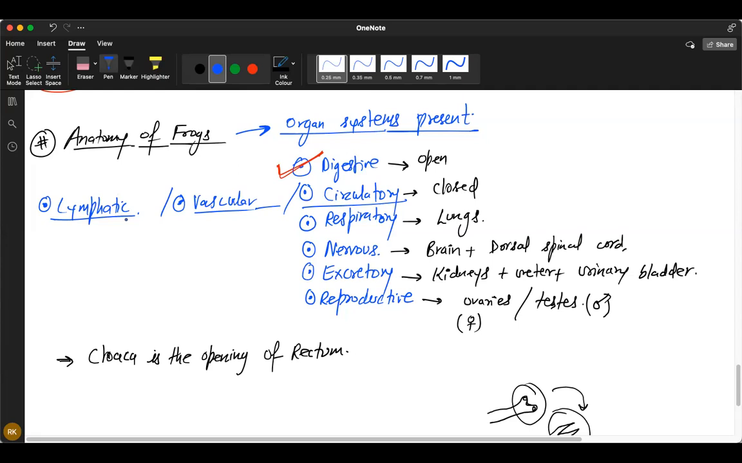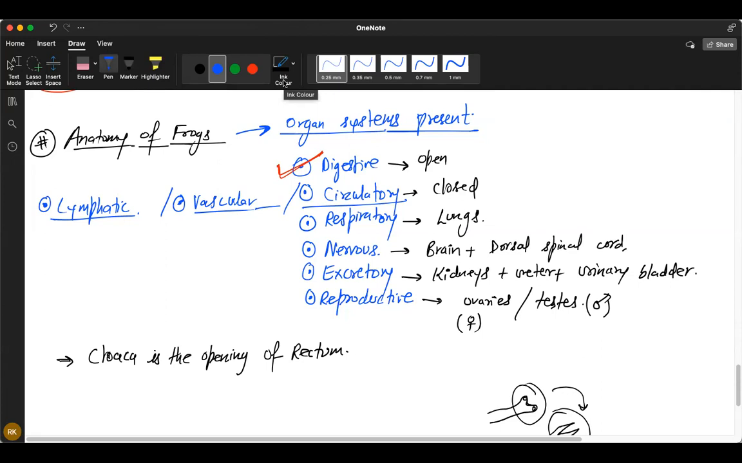Now, what are the differences? Unlike a human heart, so what is the structure of a human heart? How many chambers does a human heart have? A human heart has 4 chambers. Okay, 2 atria and 2 ventricles. Remember that? We did that in human physiology.